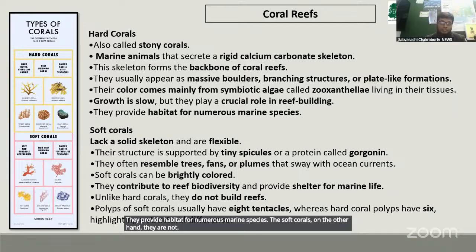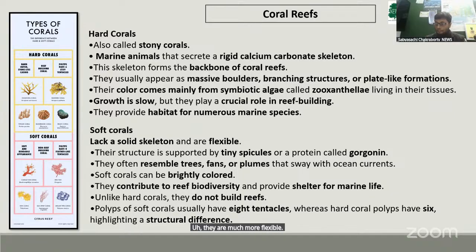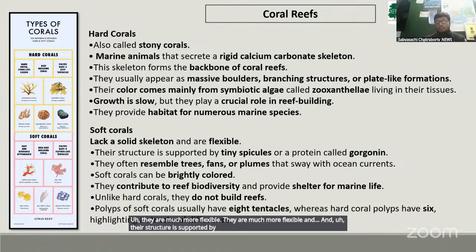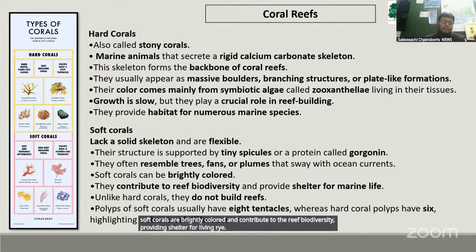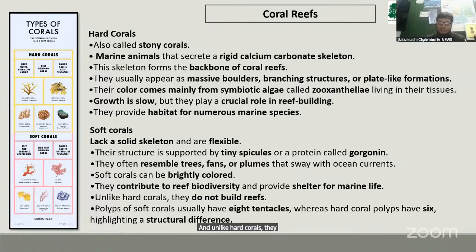They are much more flexible, and their structure is supported by tiny spicules or a protein called gorgonin, and they often resemble trees, fans, or plumes that sway with ocean currents. Soft corals are brightly colored and contribute to the reef biodiversity, providing shelter for marine life. And unlike hard corals, they do not build reefs.